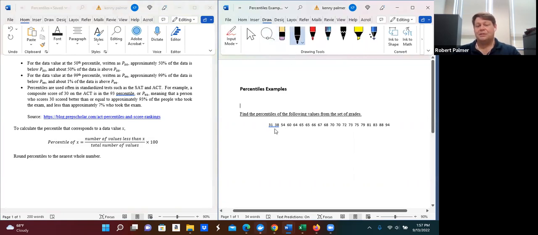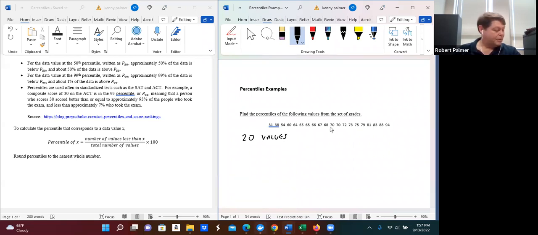So here's our data set. Let's say this is grades. And here we have our 20 values, 20 grades. They're already in order from lowest to highest. So let's look at a few examples.